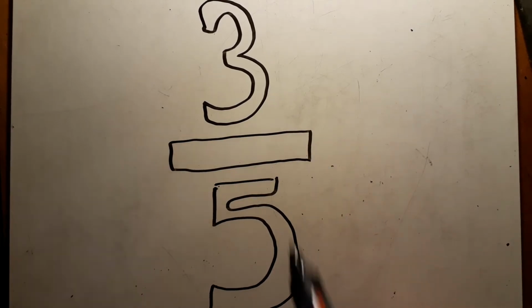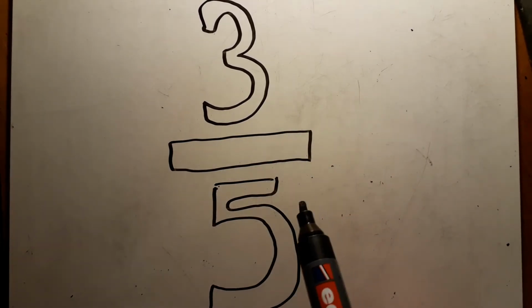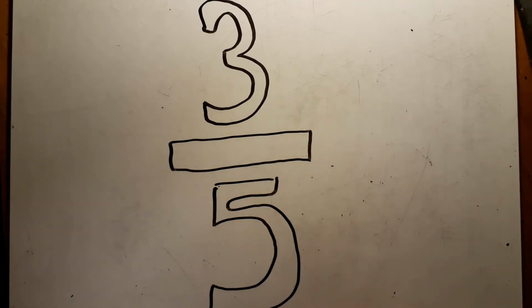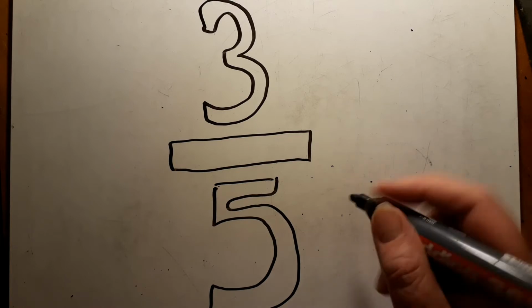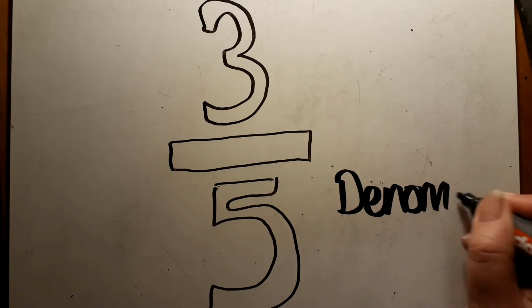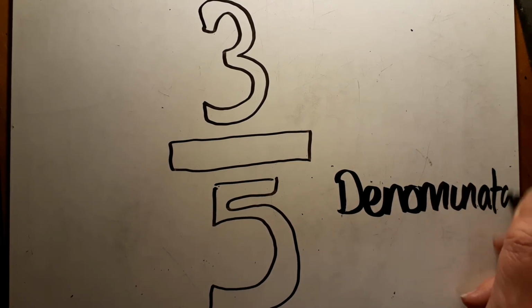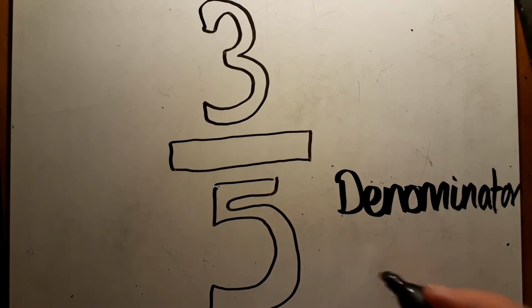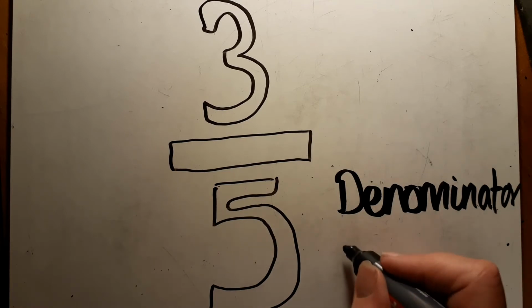So I've written a fraction on my board, and this actually is my favourite fraction. It's the one that I use all the time to talk to children about how fractions work. Okay, and the part that I'm actually most interested in is the part that is at the bottom, and this part is called the denominator. Okay, and this tells you how many parts in the whole.